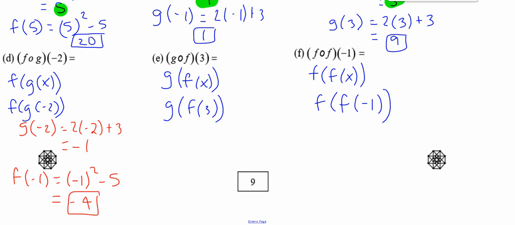Go ahead and try the next two and see how you do on those. We'll come back in a minute. Did you get 11 for E and 10 for F? If you didn't get those values, I would circle those problems and we can go over them in class if you still have questions.